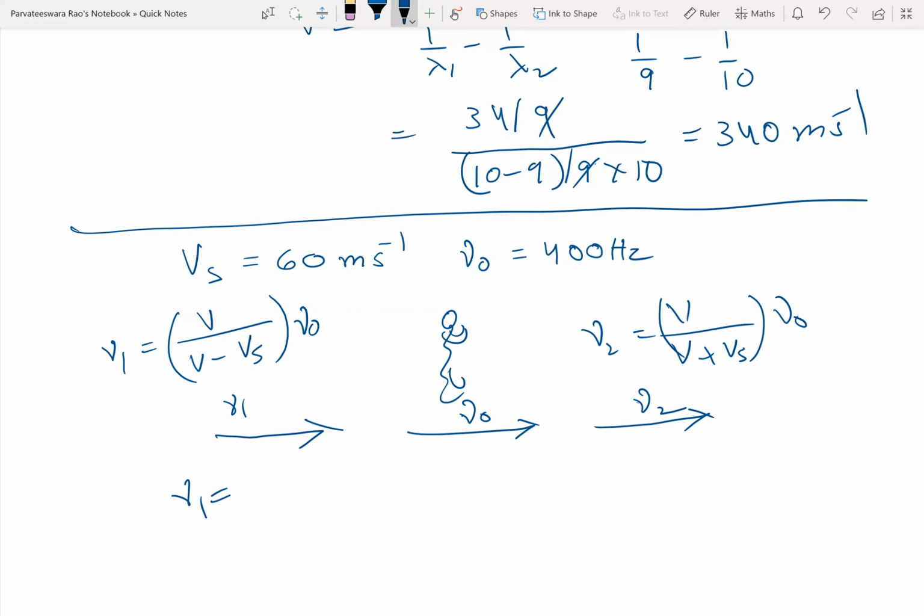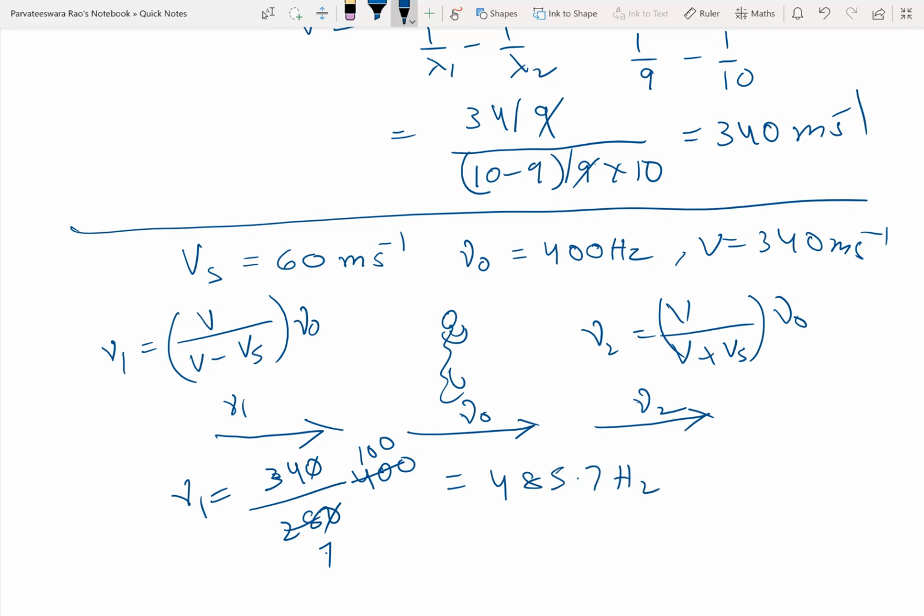So the frequency while approaching, it is speed of sound, you can take it as 340 meters second inverse. So it is 340 by 340 minus 60, 280, into 400. So this is 400, 4 sevens, nearly 7 5s 35. So 490 something. 485.7 hertz is the answer.